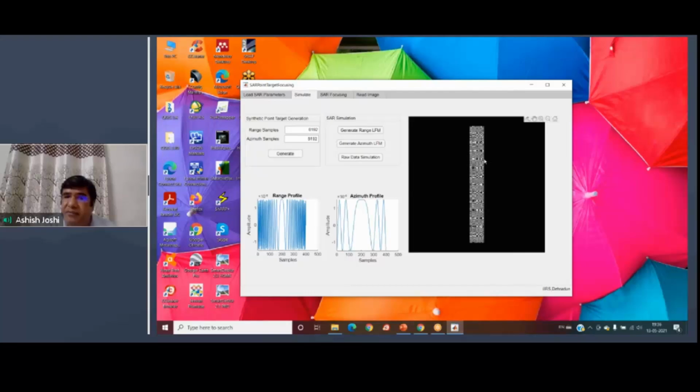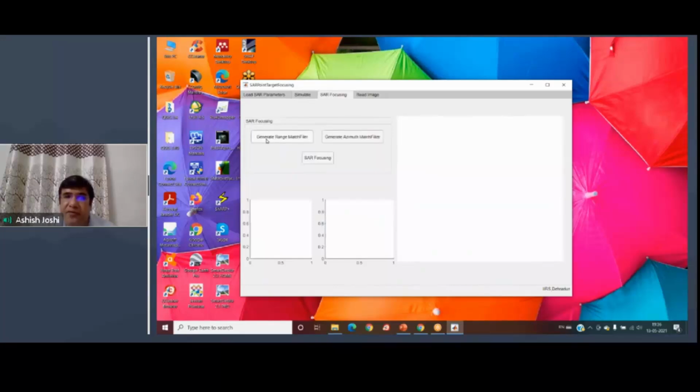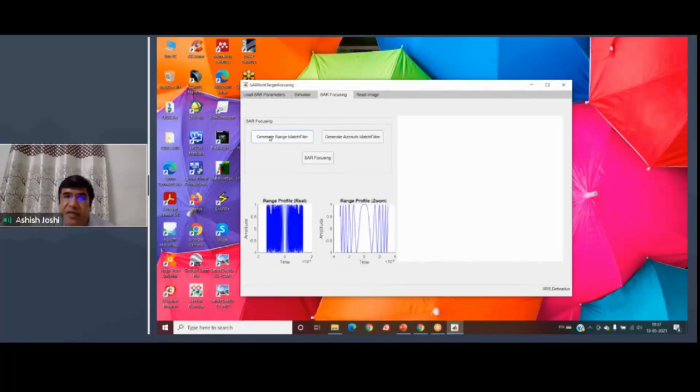Now our main aim is to focus this raw data using our SAR data processing. In SAR data processing, we have to make the range matched filter. We have the LFM, and we have to take the complex conjugate in the range direction and azimuth direction, and in the azimuth direction we have to do everything in the frequency domain. So first we generate a range matched filter in the range direction and an azimuth matched filter in the azimuth direction. Then we do SAR focusing.